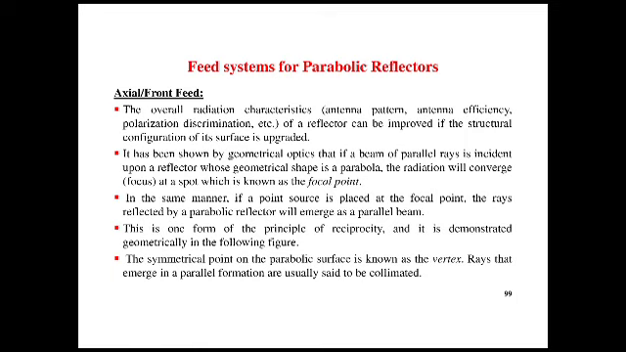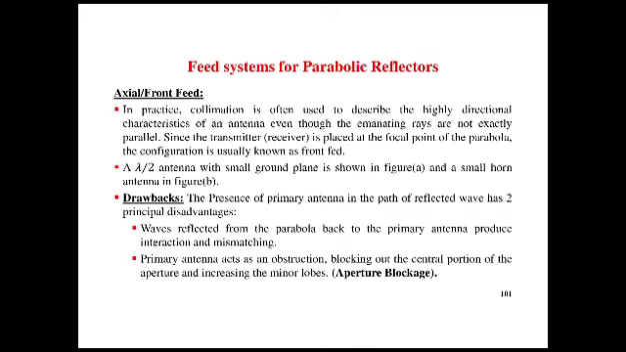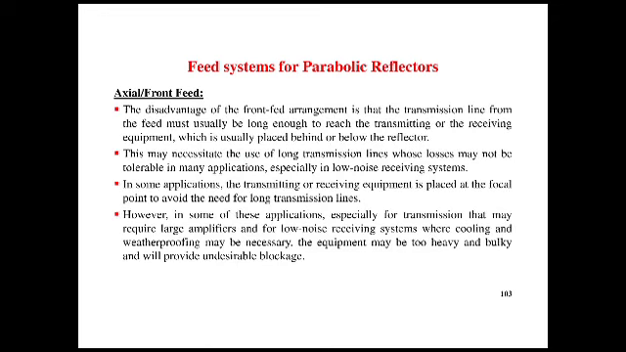The symmetrical point of the parabolic surface is the vertex. Rays that emerge in parallel transformation are usually said to be collimated. So the axial front end is shown with the vertex at the center. Axial front end, what are the drawbacks? The presence of the primary antenna in the reflected wave path has two principal disadvantages. The wave reflected from the parabola back to the primary source produces interference and mismatching. The primary antenna acts as an obstruction, blocking the central portion of the aperture and increasing the minor lobes. That is called aperture blockage.